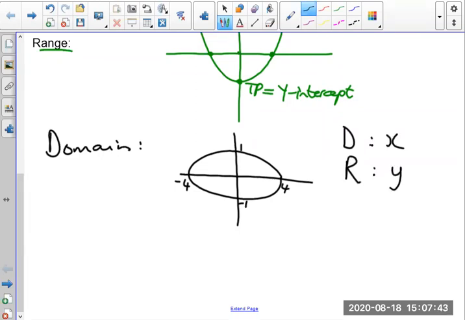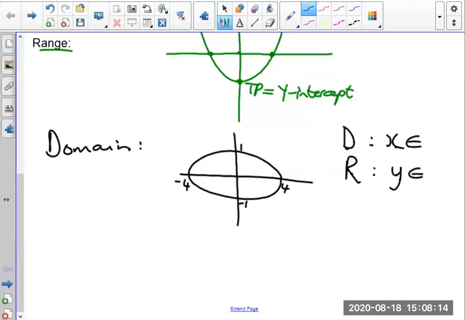Now, I always remember it like this. D for domain comes before R for range in the alphabet, and x comes before y in the alphabet. Domain comes before range, like x comes before y. So domain means x values and range means y values.